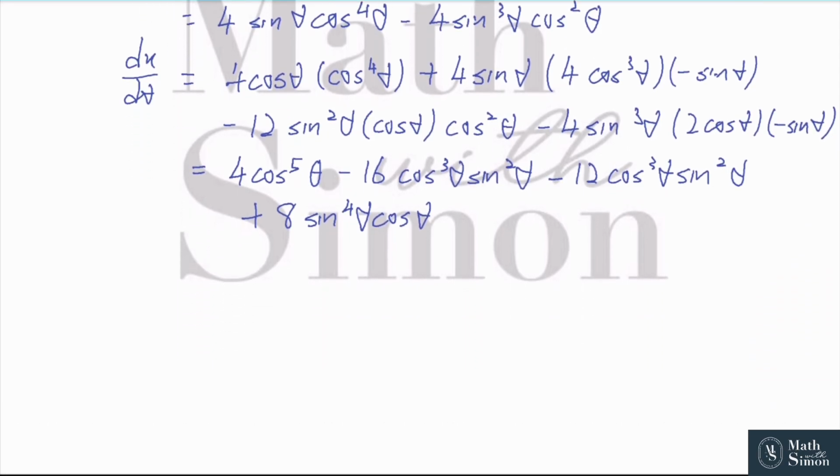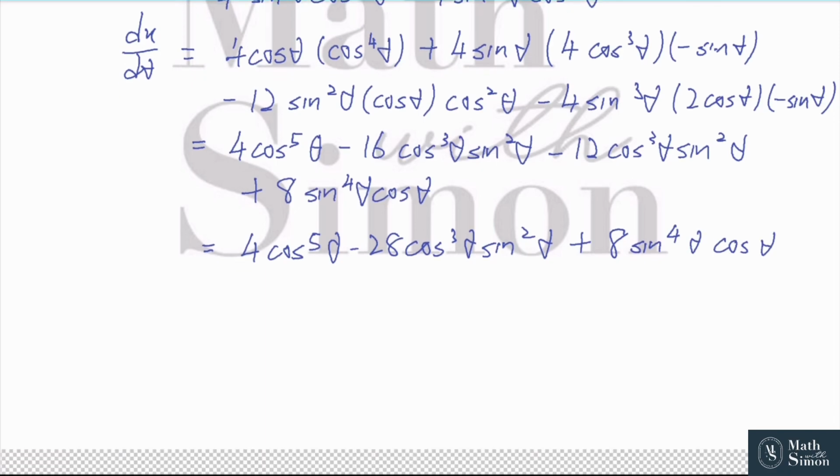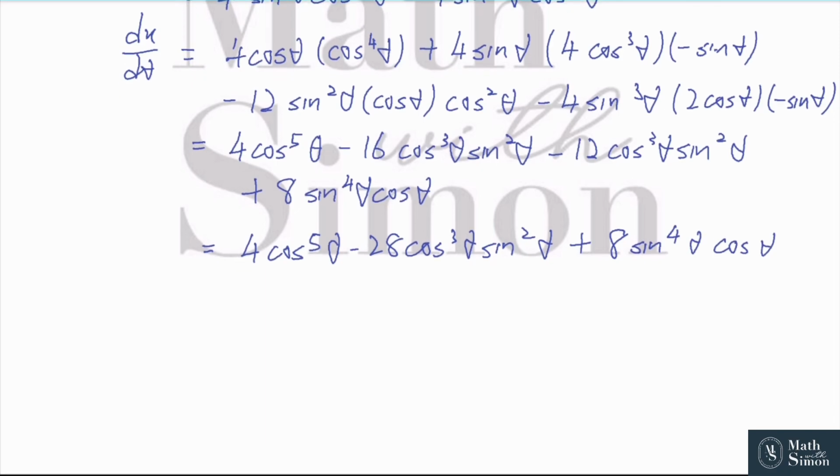Now we just tidy the things up because the second and the third term can be added together. So that's why we get 4 cos power 5 theta minus 28 cos power 3 theta sine squared theta plus 8 sine power 4 theta cos theta. At this stage, we can already let dx by d theta be 0. They are actually quite nice already. So dx by d theta is equal to 0, which will give us this expression that we have so far here.